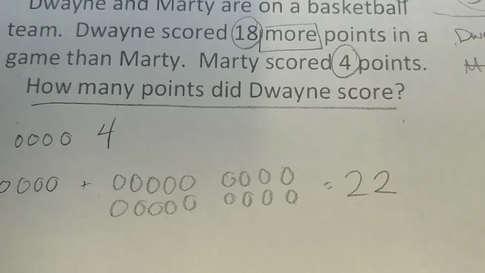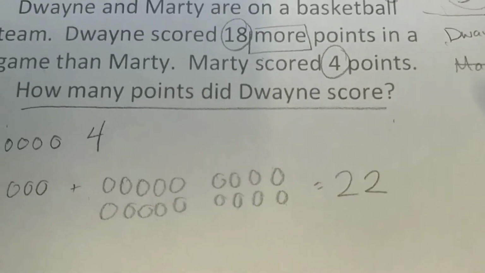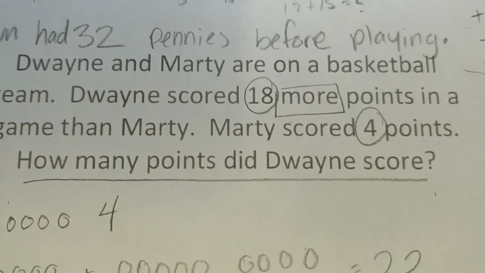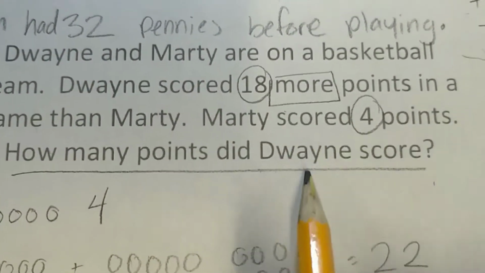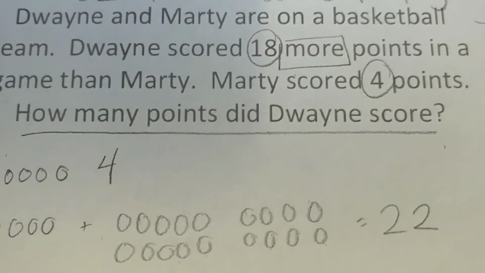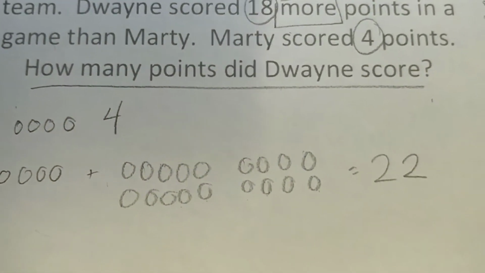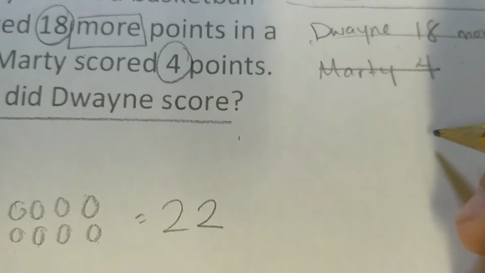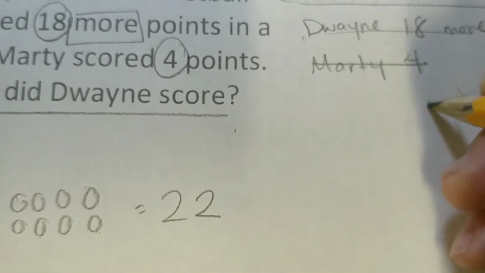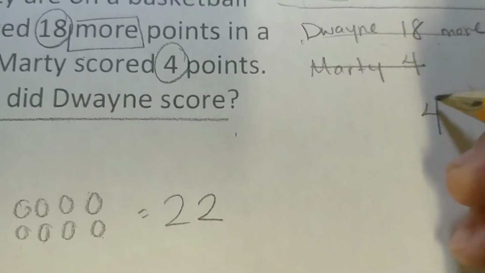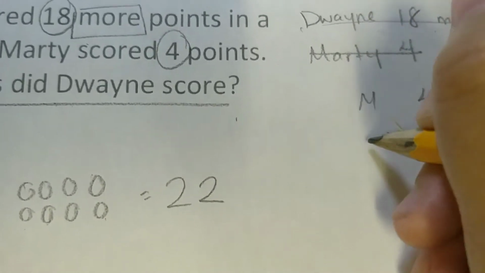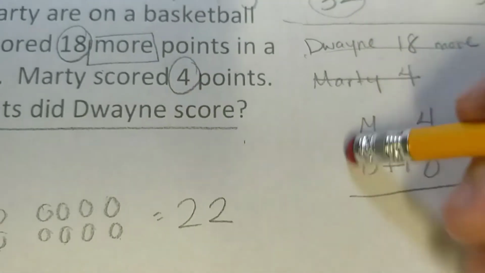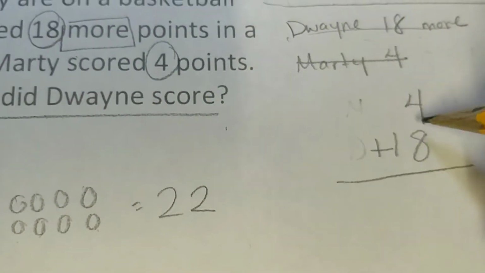Okay. A tape diagram wouldn't quite work for this one because it doesn't have a full total of, for example, what they both scored. So it wants to know just how many points Dwayne scored. That's why it is important to read the question. So we know he scored 22. The way you could have done this is, if Dwayne scored 18 more, we could have said Marty's 4 points, plus Dwayne's 18 more. I'm going to erase my notes. So it's 4 plus 18.